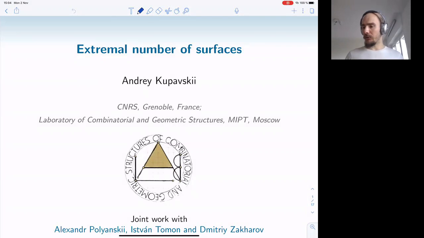So I'll be talking about the extremal number of surfaces. This is a joint work with three members of our lab in Moscow, the combinatorial and geometric structures lab, some of them with other affiliations as well. The three authors are Alexandr Polyanskii, István Tomon, and Dima Zakharov.